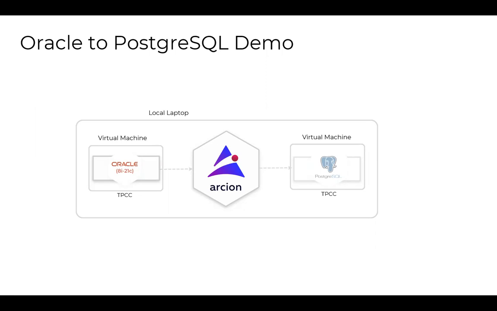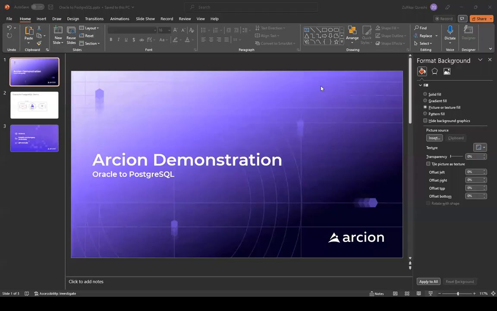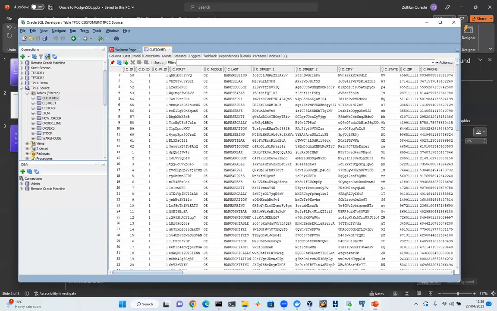Now, for this demonstration today, we have everything installed on my laptop locally. So I'll have Arcion installed on my Windows laptop. I also have two virtual machines, one running my source environment, which is Oracle, and one running my target environment, which will be PostgreSQL. So without further ado, let's go ahead and look at the environments.